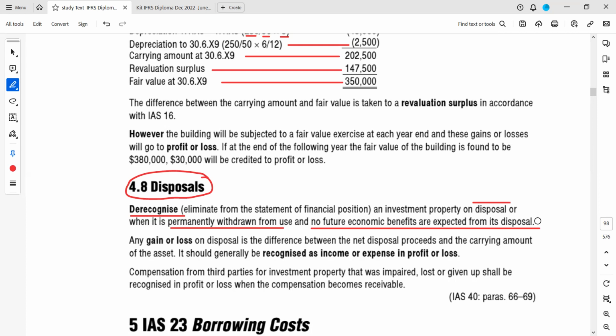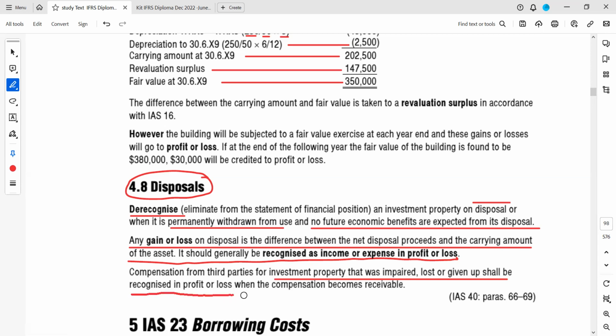And at the time of de-recognition, any gain or loss arising is always shown in profit and loss account as income or expense. If any compensation is received from a third party for investment property that was damaged, like insurance or other things like that, it should be recognized in profit and loss account as income when the compensation becomes receivable.